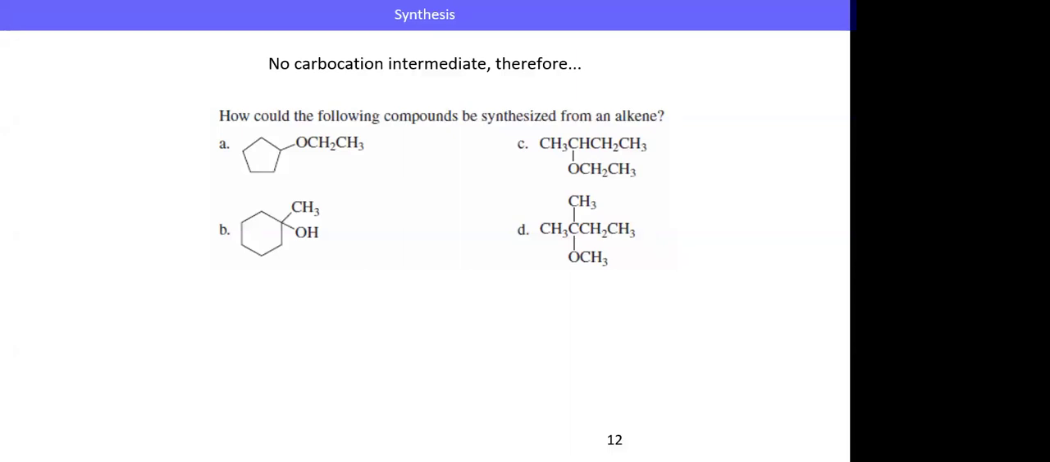So the logic is a little bit backwards. You just have to be able to work the reactions backwards instead of forwards. How do you make this ethoxycyclopentane? Pick any alkene you want. And how could we synthesize that?